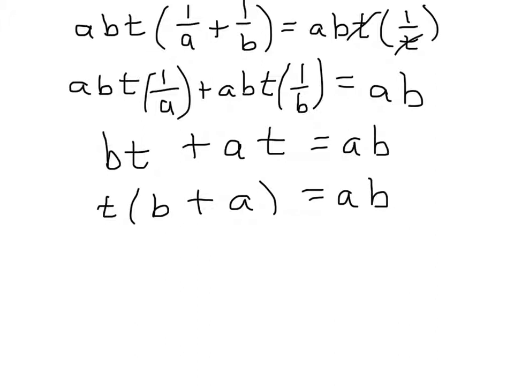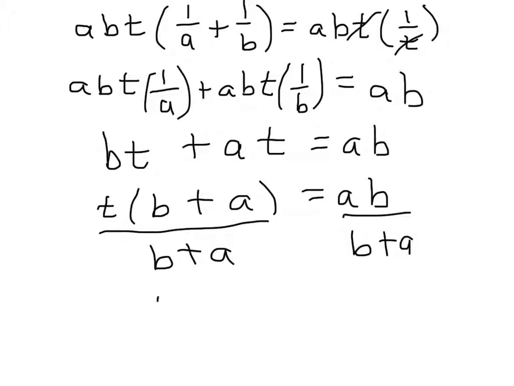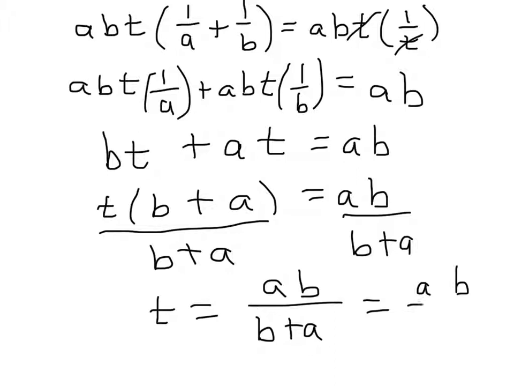We're trying to solve for t, so what do we do? Divide both sides by b plus a. So that gives us t equals ab over b plus a. And that could be written as ab over a plus b. It's the same thing. Order doesn't matter with multiplication or addition.